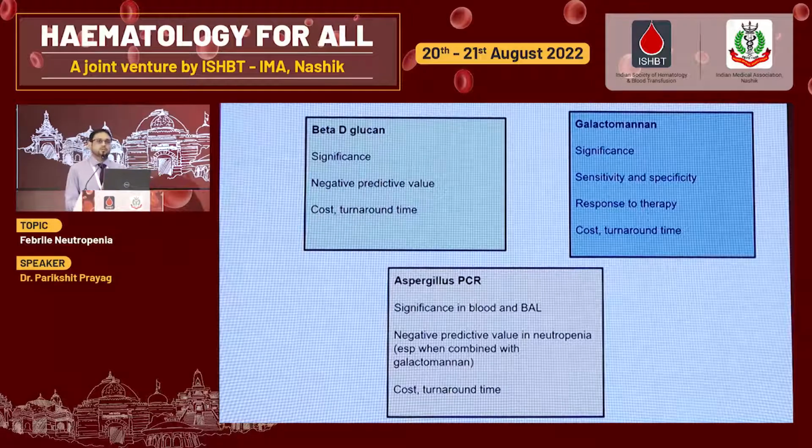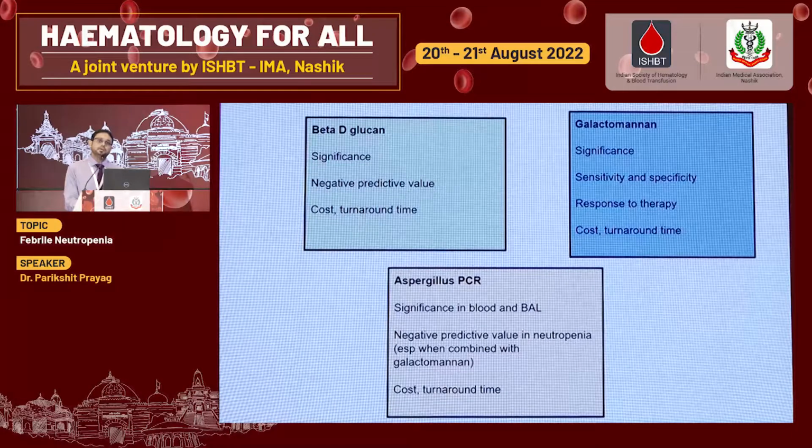So let us talk about galactomannan first. I think now it is routinely available. If not, the turnaround times of send-out tests are also not that bad with the galactomannan. So what is galactomannan? It is the antigenic response to an invading Aspergillus fungus, which means that it is going to be positive only in invasive pulmonary aspergillosis. So if I have a high galactomannan, I am not going to be thinking about colonization. This is invasive pulmonary aspergillosis.